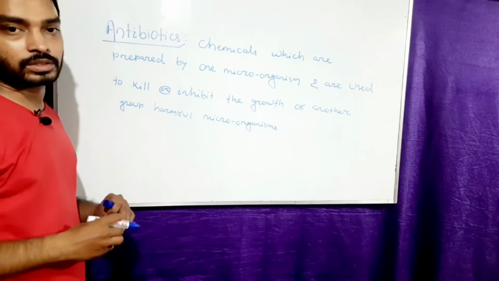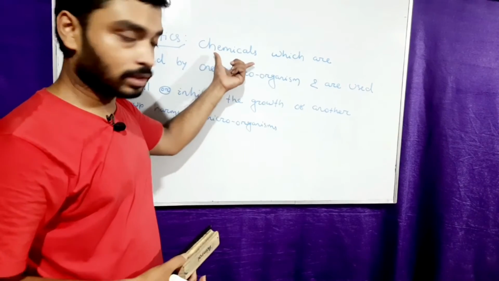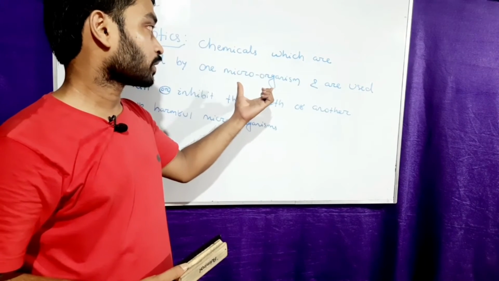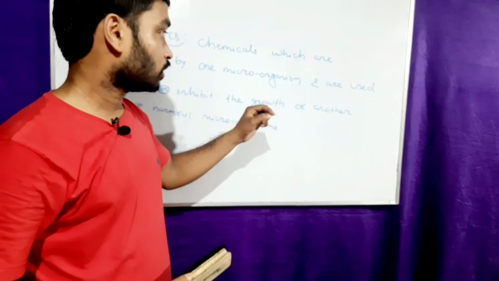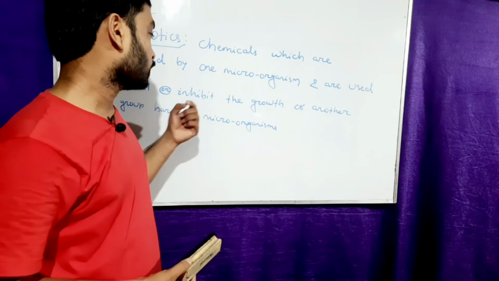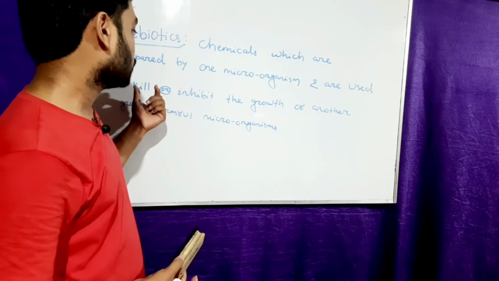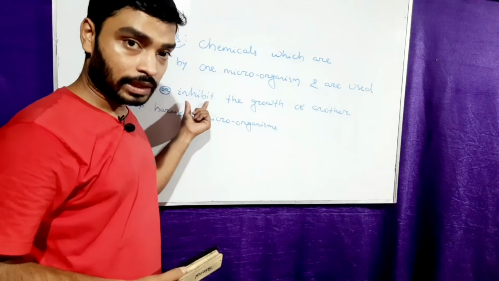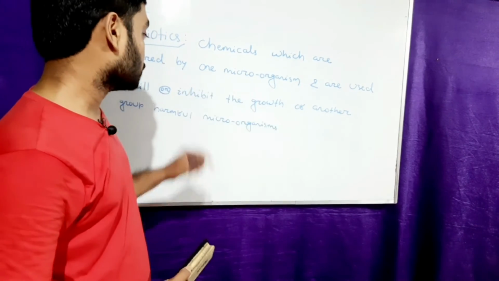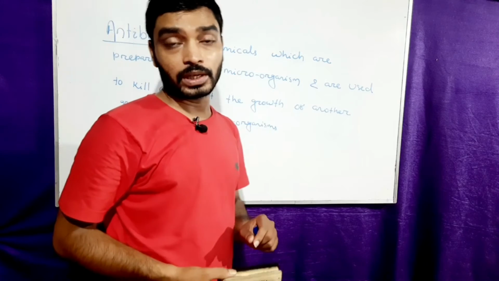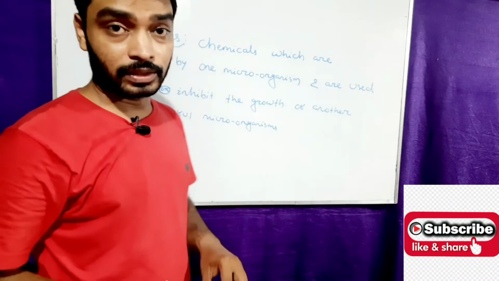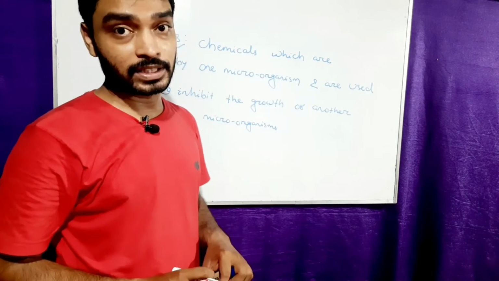So, what is the meaning of this definition? Any chemical which is prepared by microorganisms, these are exogenous substances, or it may be endogenous substances. It has the tendency to kill or inhibit the growth inside the body and to stop. Inhibit means to stop the growth or multiplication of an organism, to prevent the infection related to some specific organisms. So, these antibiotics are mainly used for bacterial diseases.